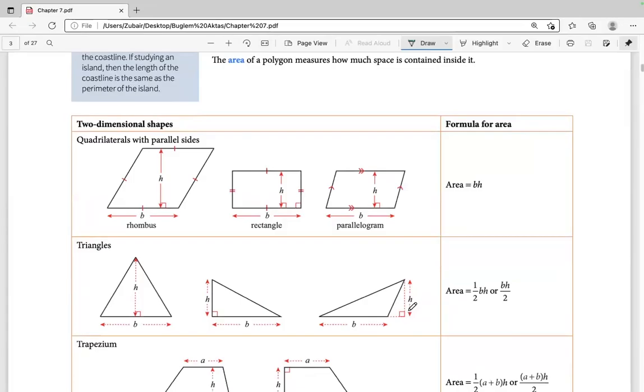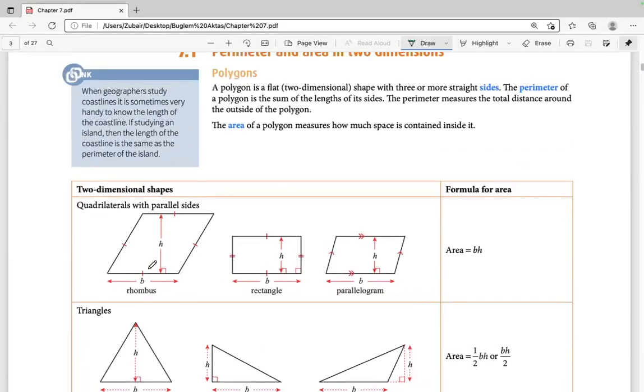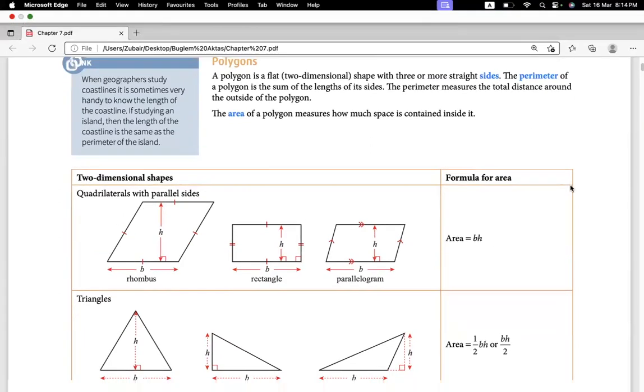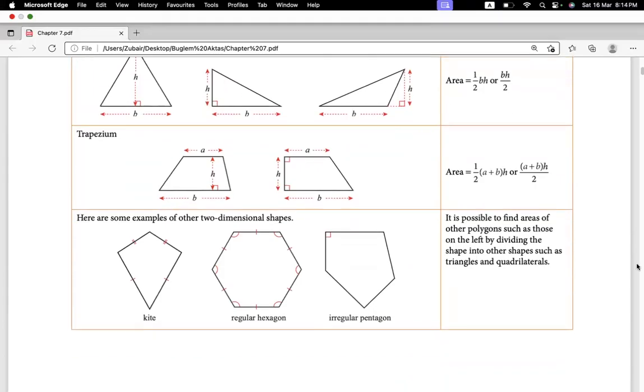Perimeter and area in 2 dimensions. Okay, we have these shapes. We've discussed these areas: base into height. Height is the distance between 2 parallel lines. Parallelogram, triangle, trapezium.